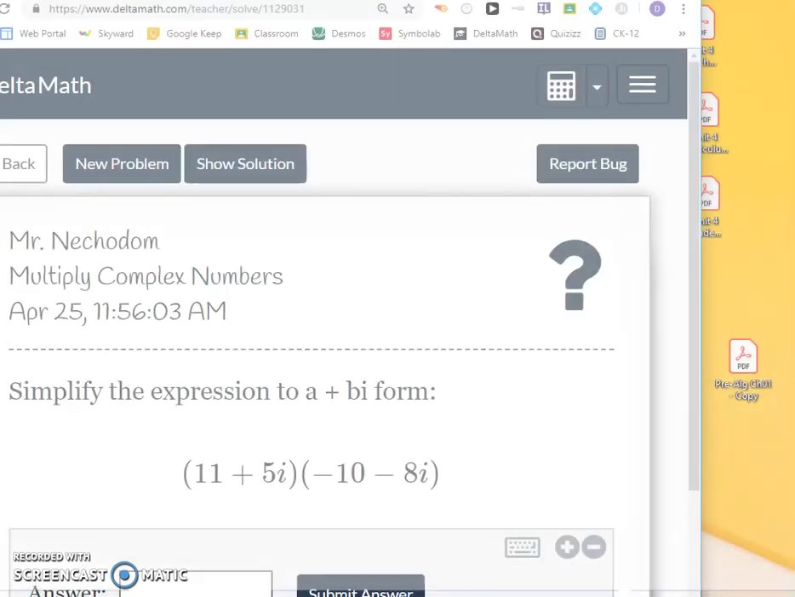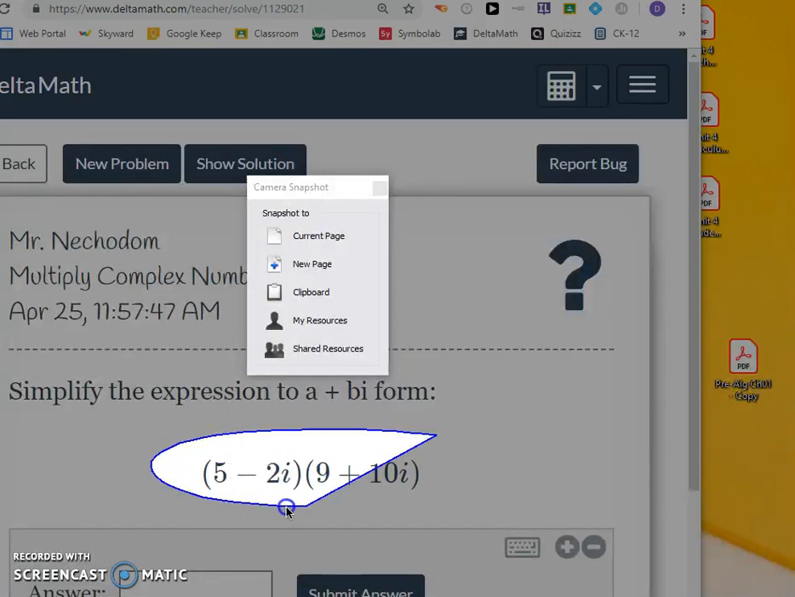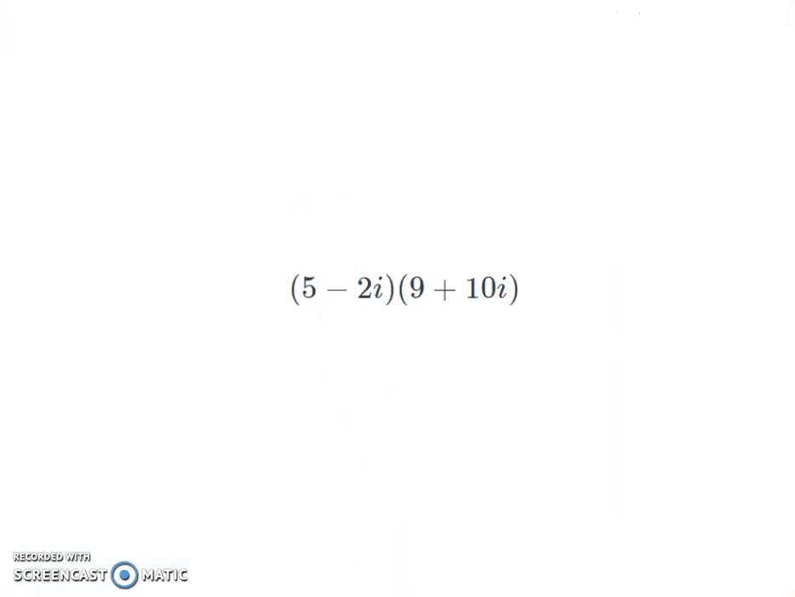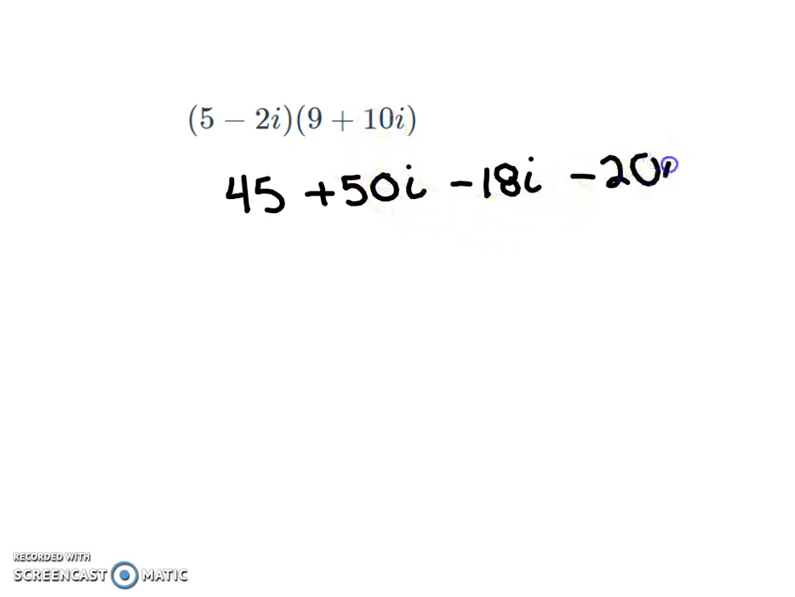Let's do another one. Copy that. And then we'll do the same thing. FOIL. 5 times 9 is 45. 5 times 10i is plus 50i. Negative 2i times 9 is negative 18i. And negative 2i times positive 10i is negative 20i squared.